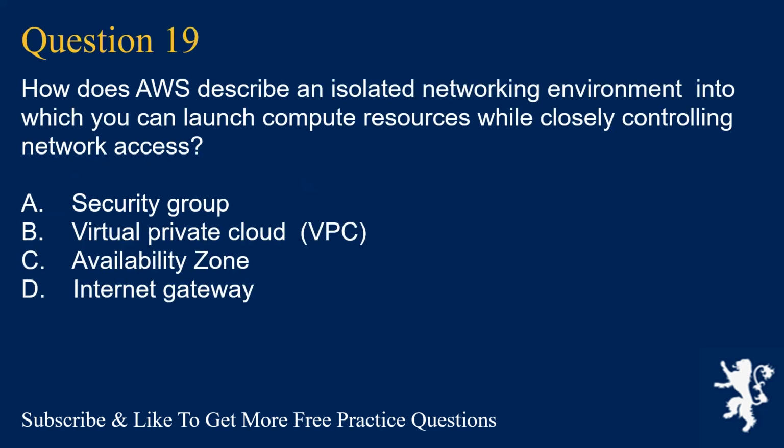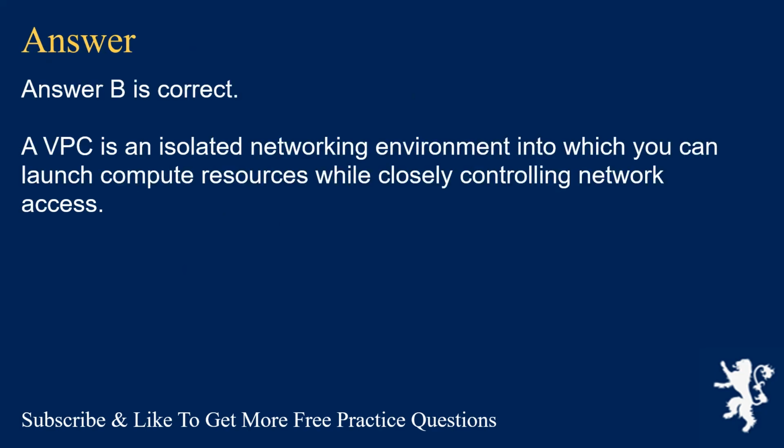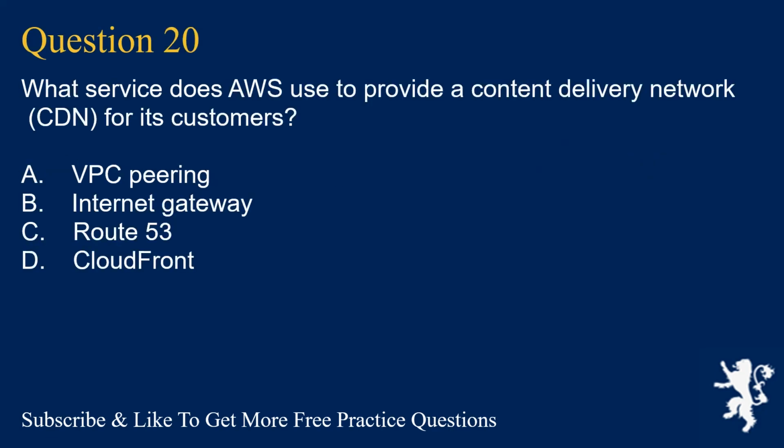Question 19. How does AWS describe an isolated networking environment into which you can launch compute resources while closely controlling network access? A. Security group. B. Virtual private cloud, VPC. C. Availability zone. D. Internet gateway. Answer B is correct. A VPC is an isolated networking environment into which you can launch compute resources while closely controlling network access.